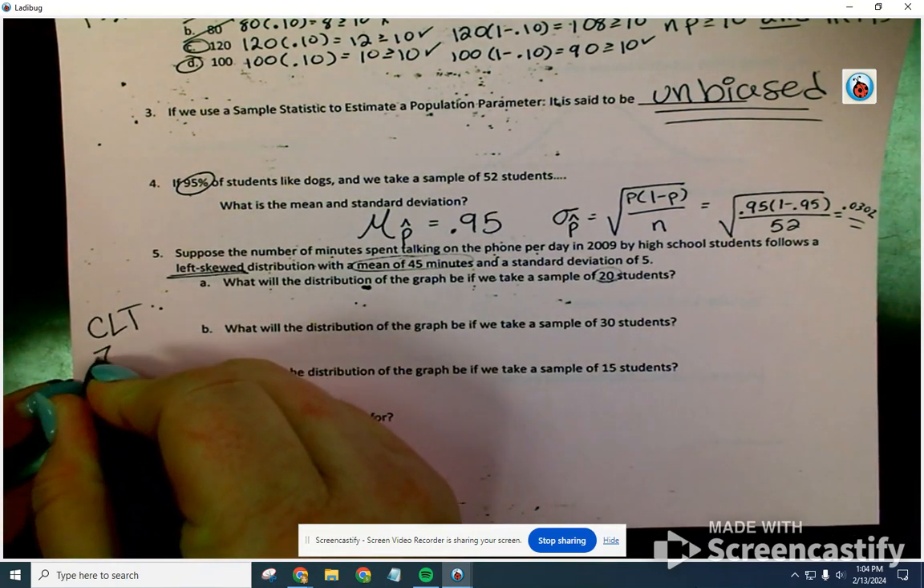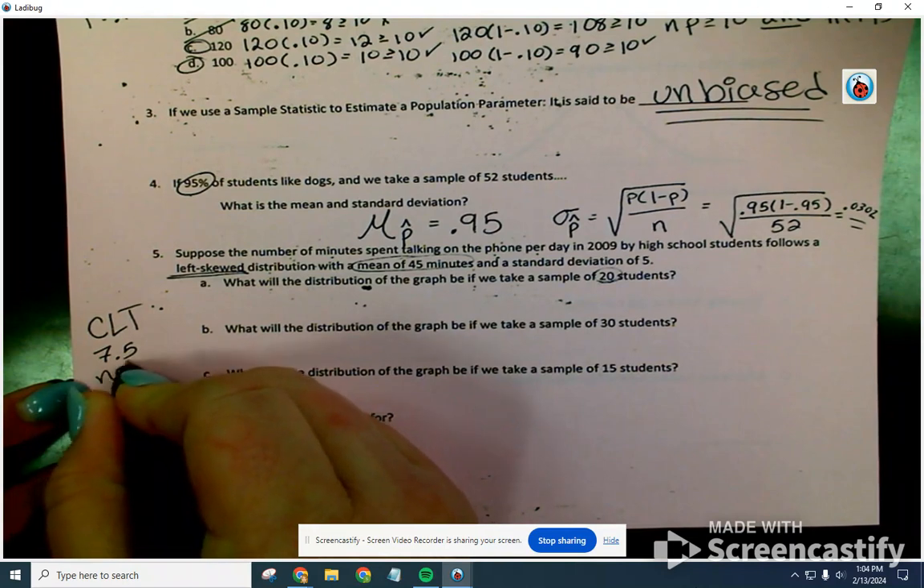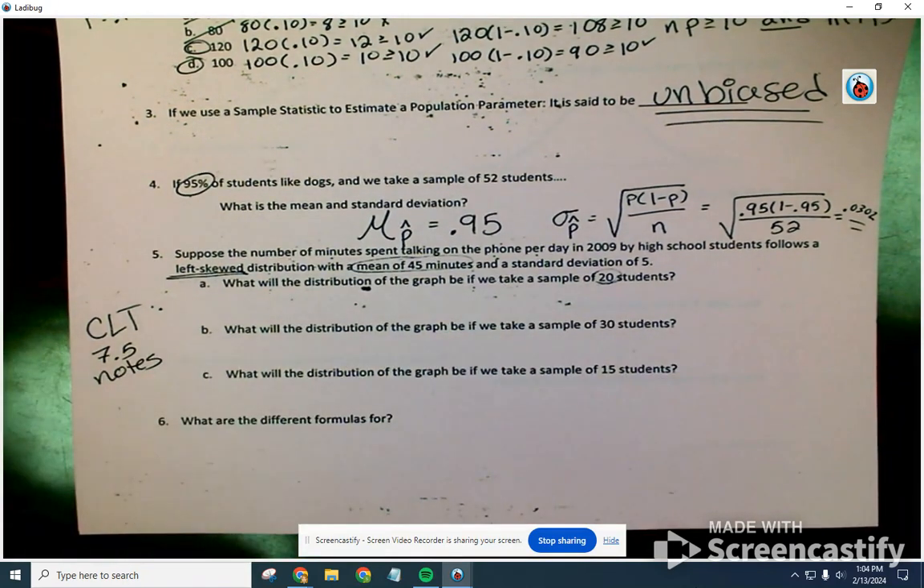This is from your 7.5 notes. So the central limit theorem states that if the sample size is greater than or equal to 30, then the distribution will be normal. No matter what, the distribution is going to be normal. However, if the sample size is less than 30, then it takes the same shape as the population.